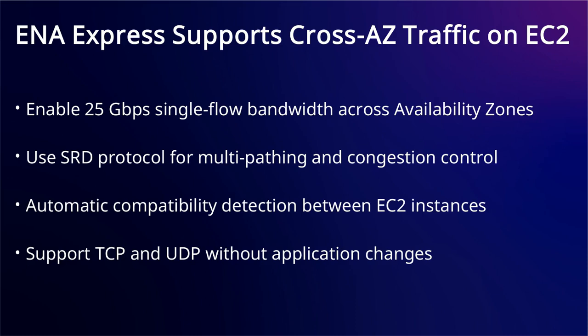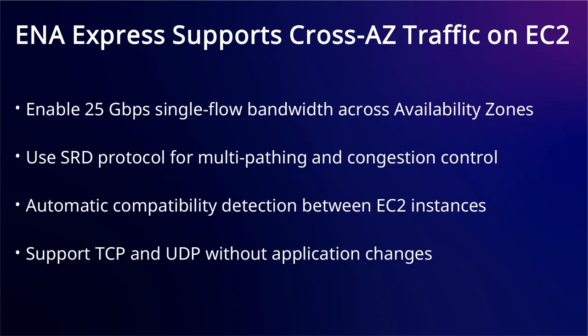Workloads like distributed storage, databases, and file systems deployed across multiple availability zones for resilience face a 5 gigabits per second single-flow bandwidth limitation with standard ENA. ENA Express addresses this by enabling 25 gigabits per second single-flow bandwidth for cross-AZ traffic.